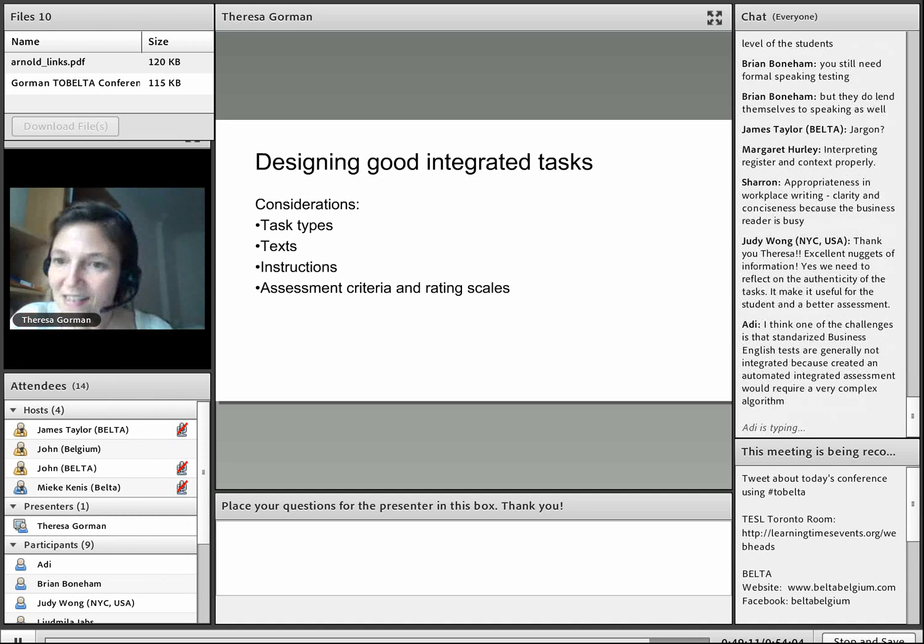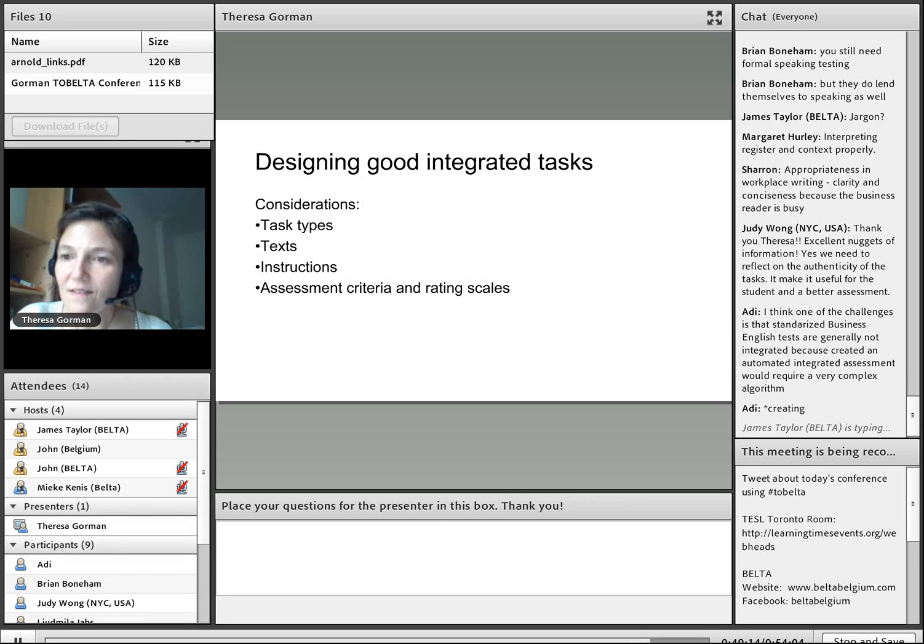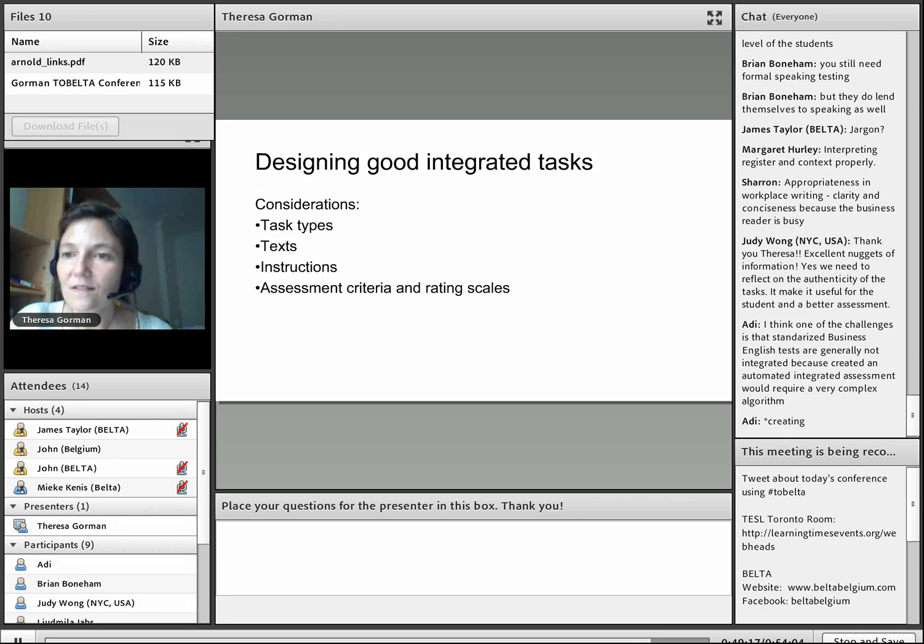Adi, I think one of the challenges is that standards created and automated. Yeah, yeah, Adi, thanks. That's fascinating. Yeah, and maybe some of you know or are involved in this: computer adaptive tests are now a very hot topic in testing, and there's some amazing research going on in computerized grading of essays even. This is probably going to become a reality. But yeah, that's a really good point.